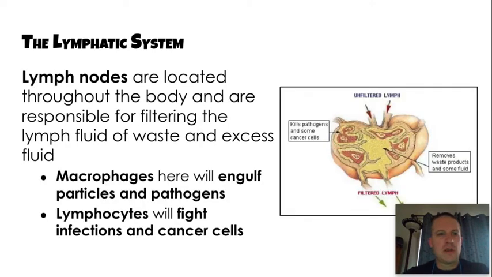Okay, lymph nodes. A lymph node is kind of an interesting thing. It's a whole bunch of lymphoid tissue surrounded by a fibrous capsule. They have a variety of jobs, but they filter lymph fluid, removing things like waste products and pathogens. There are macrophages. Macro means big, phage means eaters. So these are big eaters, and they will eat other particles. They'll eat pathogens. And there are lymphocytes there, which will also fight infections, and they also fight cancer cells.